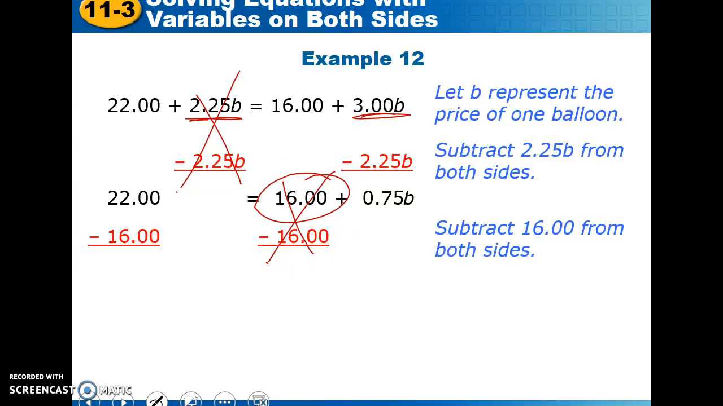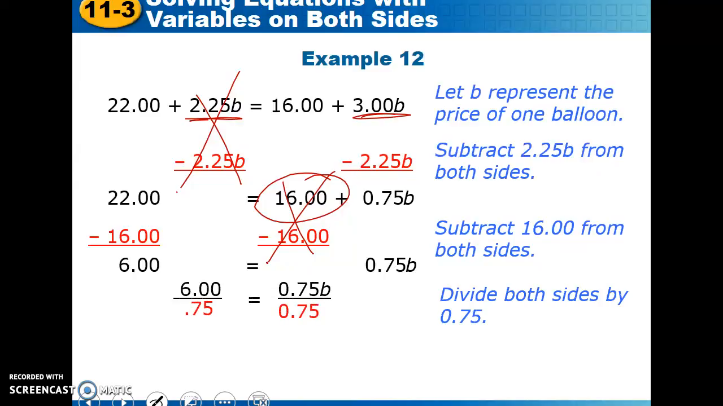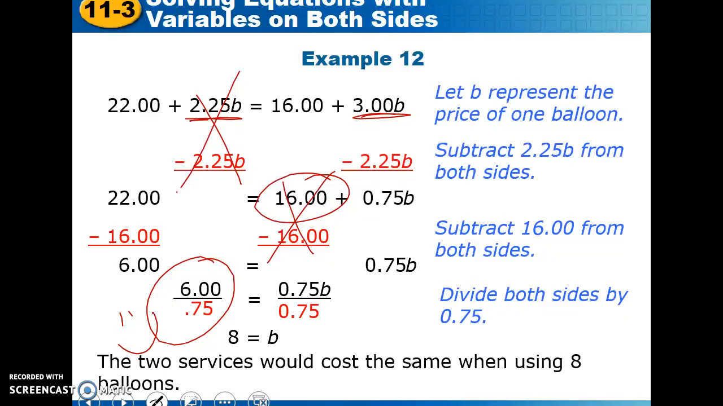Now we have 22 minus 16, which leaves us with 6 equals 0.75b. Now I need to isolate the variable. We have 0.75 times b, so we do the opposite and divide both sides by 0.75, leaving us with 8 equals b. I did use my calculator here. So the solution is that the two services would cost the same using 8 balloons in their gift baskets.